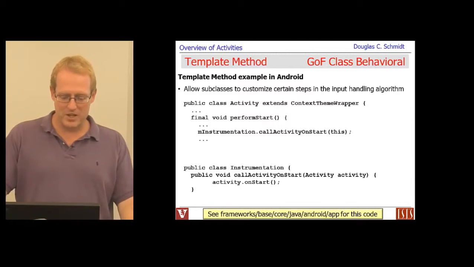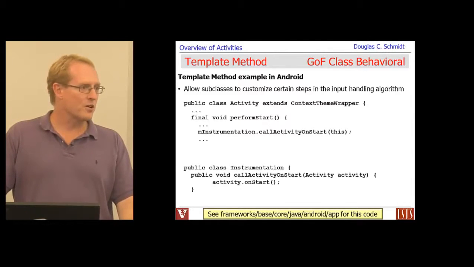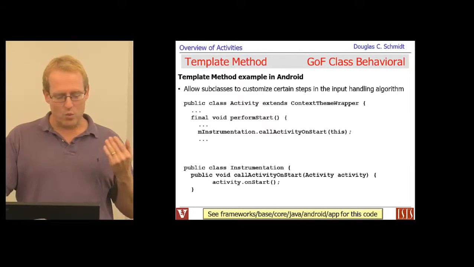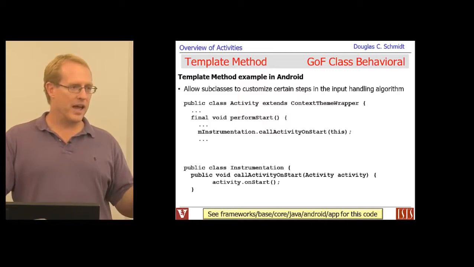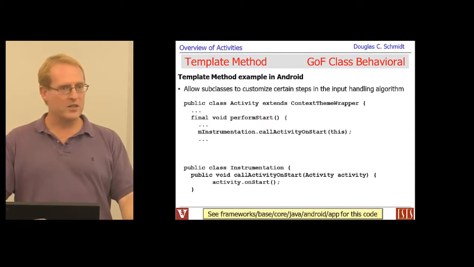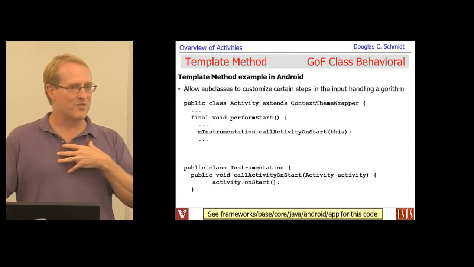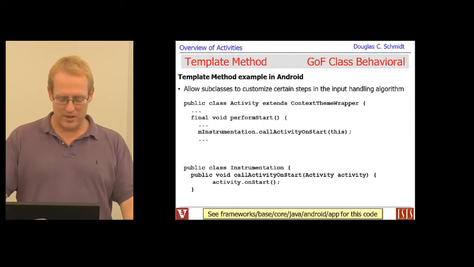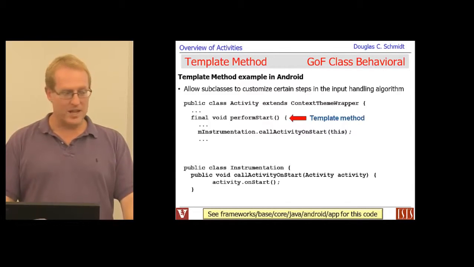It's the final implementation. That's called perform start. If you look at the perform start method, it's probably two or three lines long, but it's got a lot of stuff going on in there. One of the things it does while it's running is it calls out to mInstrumentation, which is just a data member, dot callActivityOnStart, and it passes itself, the activity, into that method. And so that's the template method.